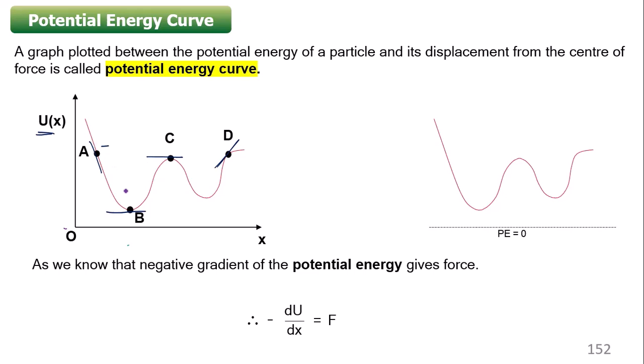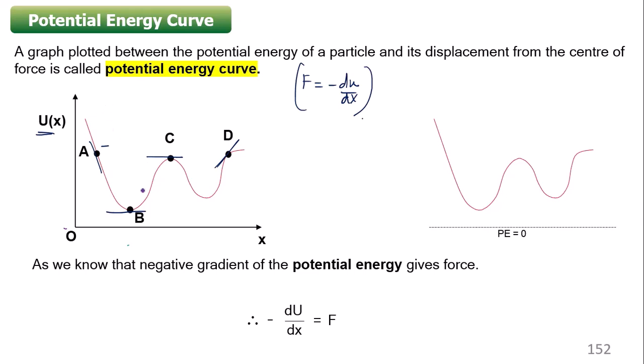So at a defined point, the slope is changing because the variation is not linear. So what is the slope indication? You know that F equals minus dU/dx. So what is dU/dx? dU/dx is nothing but the slope. So negative of the slope defines the force.